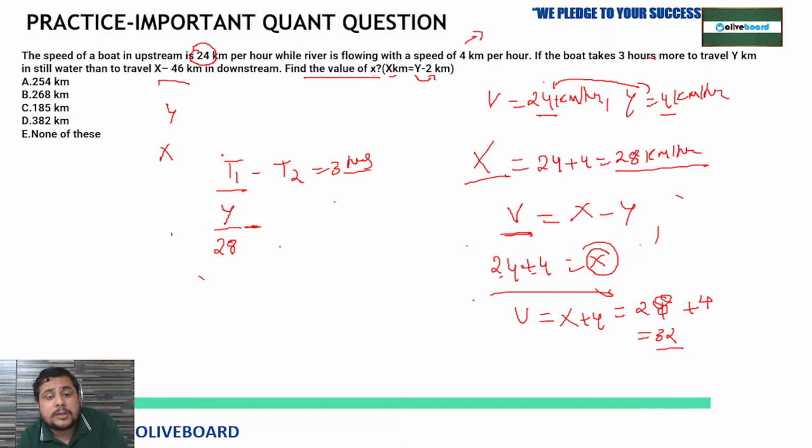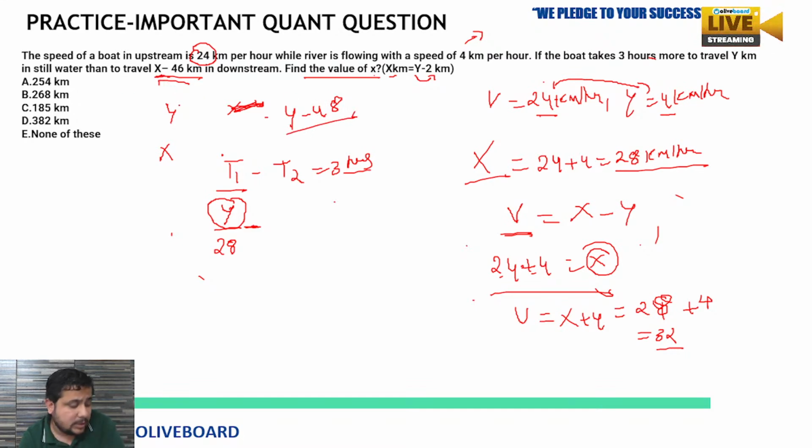Minus now T2. T2 is the next distance, that is x minus 46 kilometer. So this distance is in terms of y. So x equal to y minus 2, already we know. So you can put the value, and you will get the distance, that is y minus 48 kilometer, when you put the value of x here. Clear? So what we will get? y minus 48 upon, in downstream, the speed of the boat is 32. So 32 equals 3.